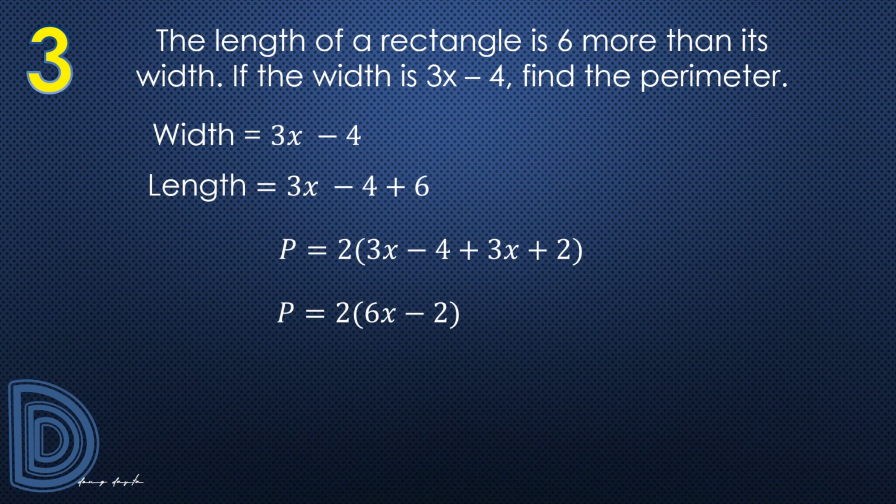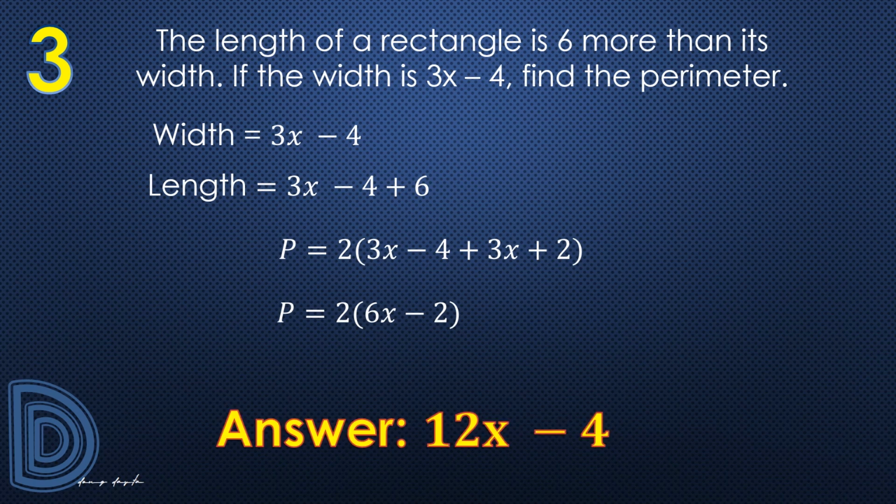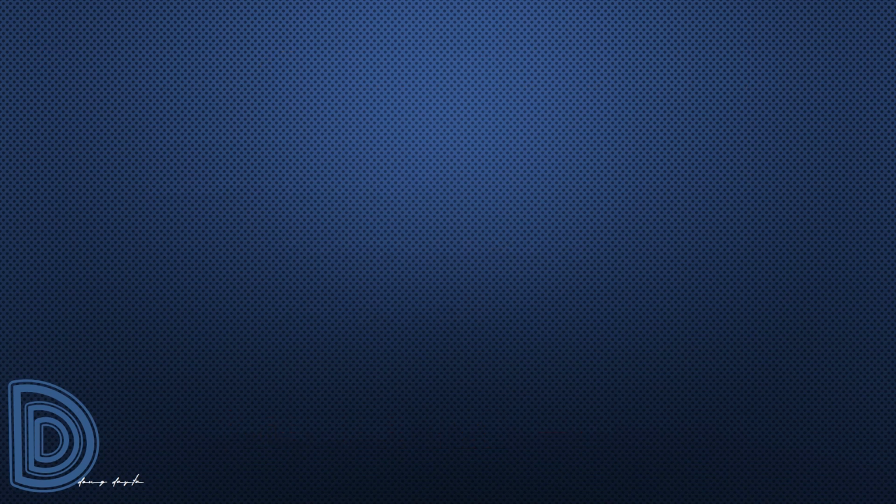2 times 3x minus 4 plus 3x plus 2. That is the width plus the length. Simplifying, P is equal to 2 times the quantity 6x minus 2, and P is equal to 12x minus 4. Now we go to question number 4.